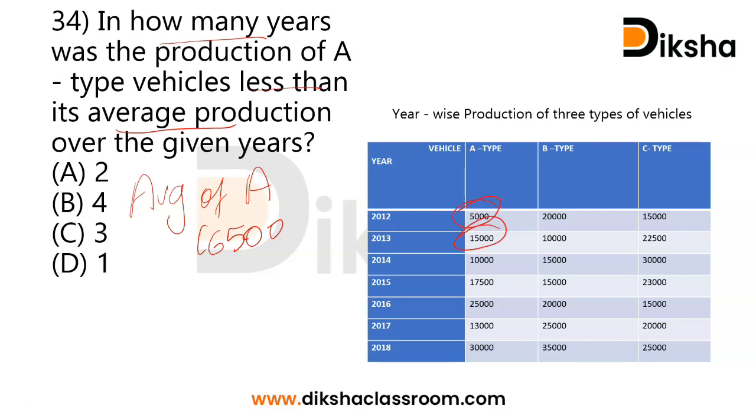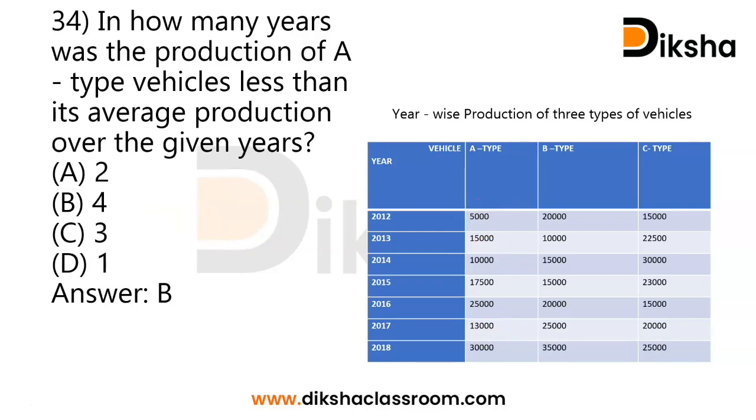1 year, 2 years, 3 years, then 4 years. The rest, 3 years, are 17,500, 25,000, 30,000, which are greater than 16,500. So we have 1, 2, 3, 4. So it's a direct and easy question. We have option 4 as the correct answer.